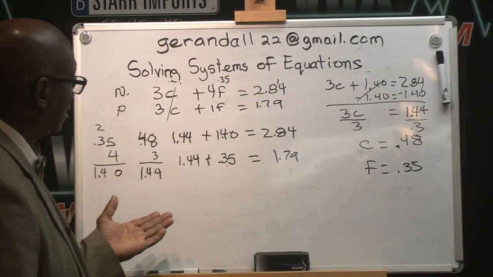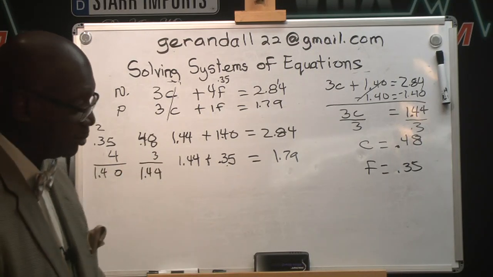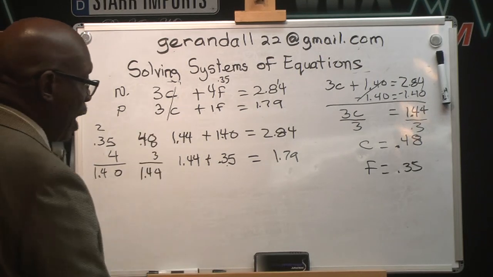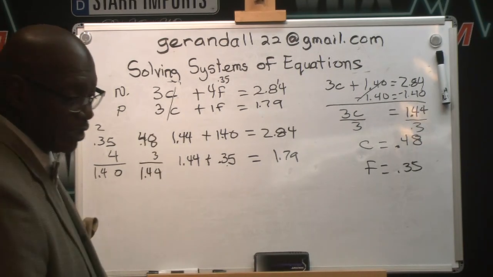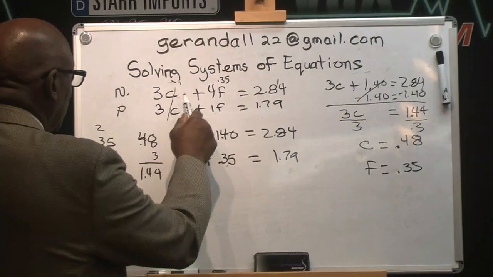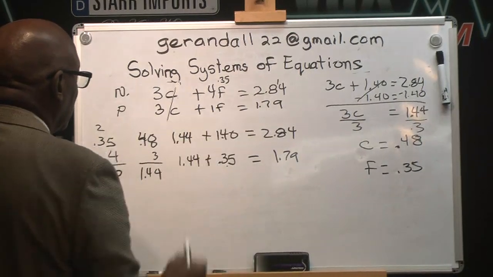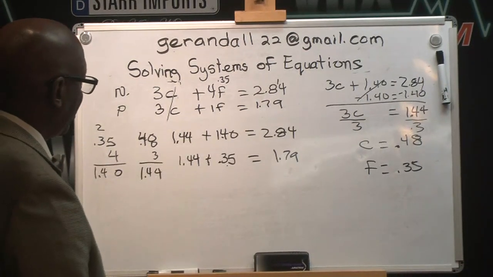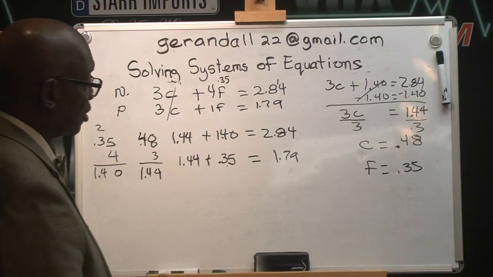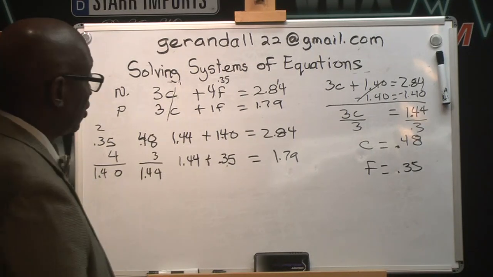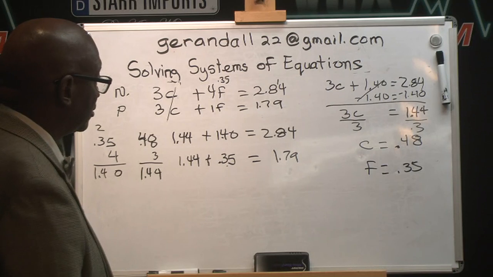Again, we took a word problem, we converted it into a system of equations where we had 2 unknowns, and we were able to determine, in this case, the cost of the candy and the cost of the fruit roll-ups.